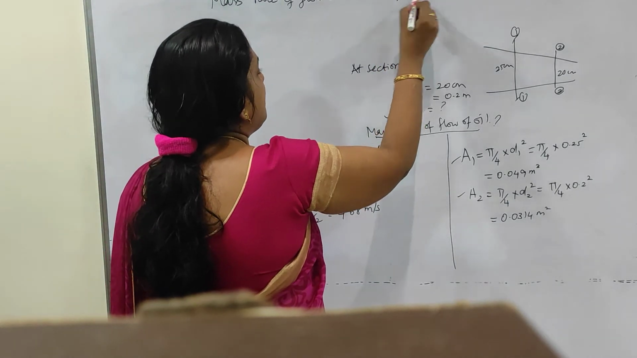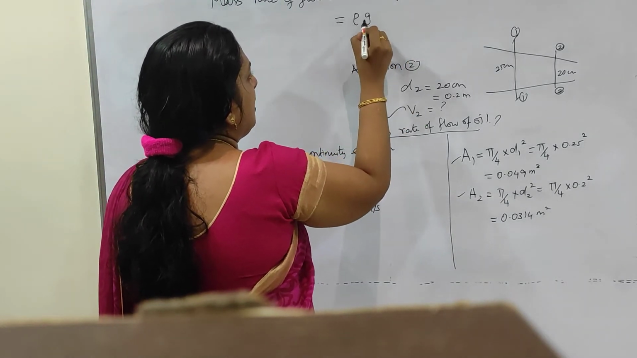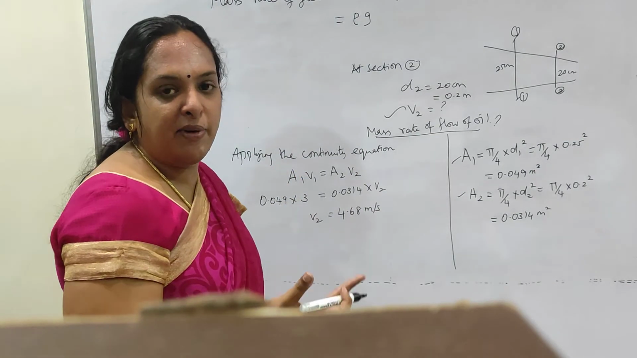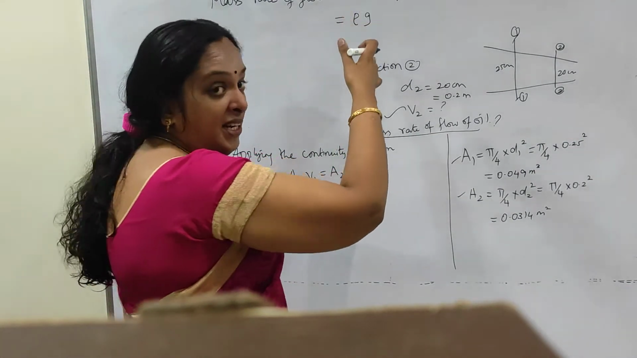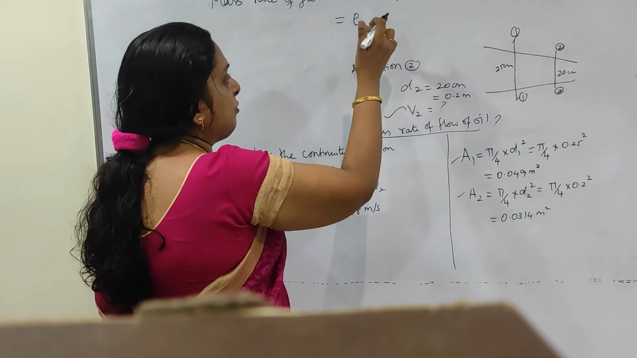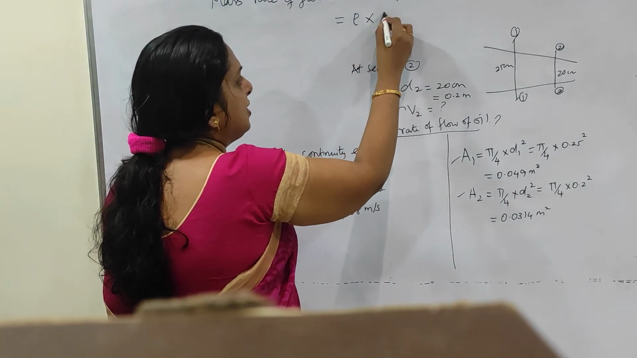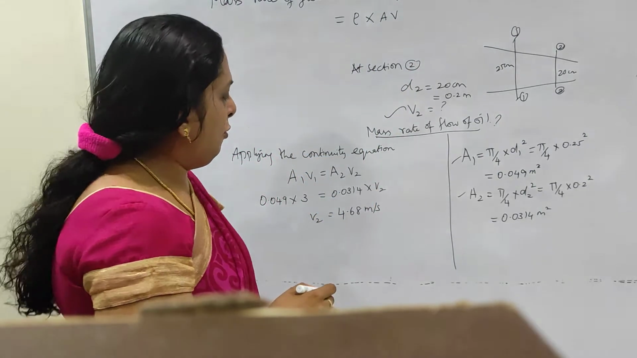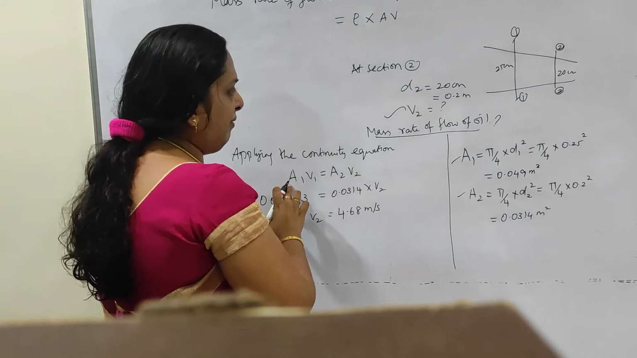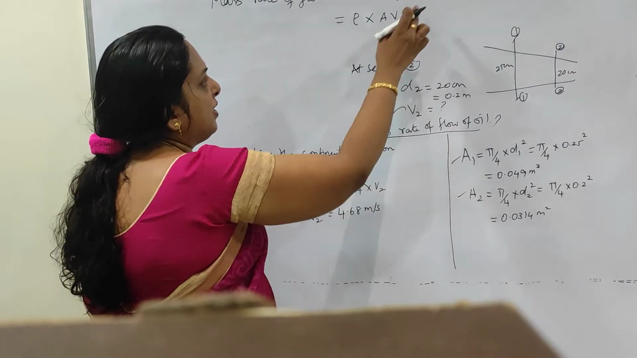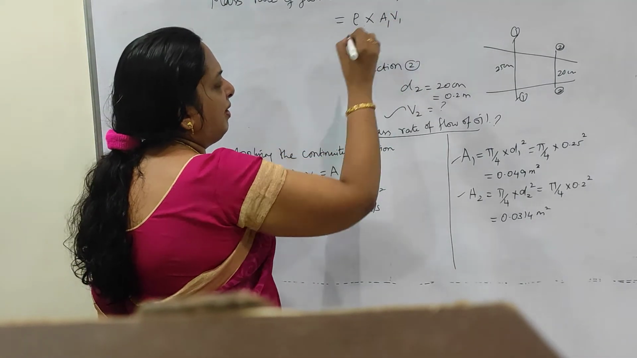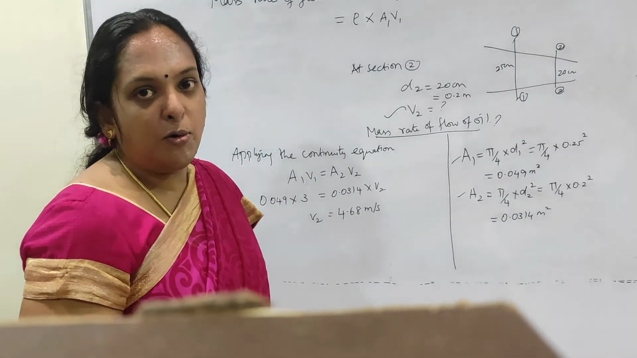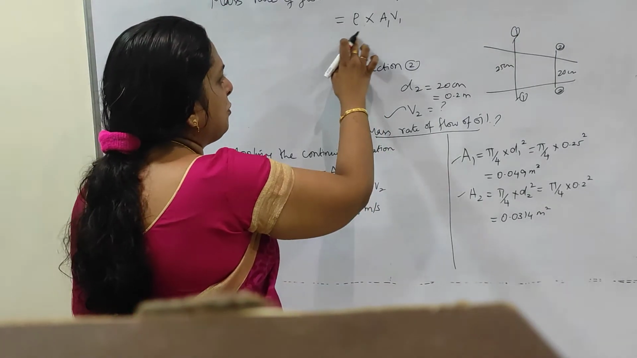So what is mass density? Weight density is rho into g, but mass density is only rho. Rho into Q, where Q is area into velocity. So mass rate of flow, if I want to know, I know what is my A1 V1 that is given in the problem. So with respect to that, I am taking here A1 V1. So mass density we know it is rho and discharge is equal to A1 V1. Just substitute here.